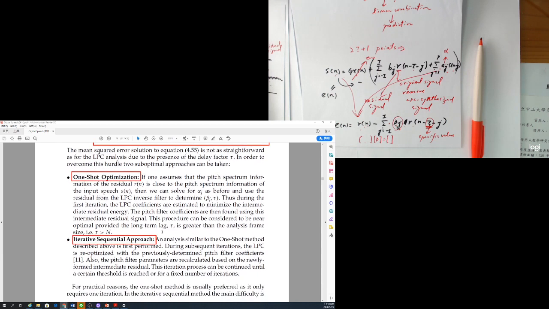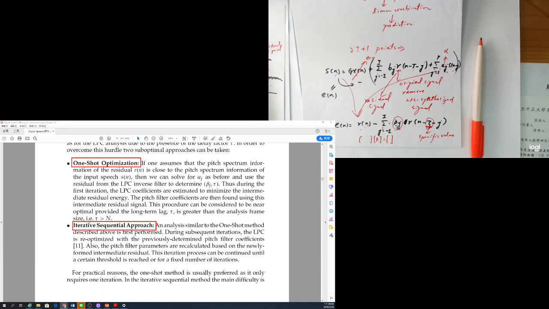So it will be step by step. This is an iterative sequential approach. We have one shot, and later on we repeat again. So the pitch information is recalculated based on the newly formed intermediate residual. The iteration process will continue until a certain threshold, or a fixed number of iterations.